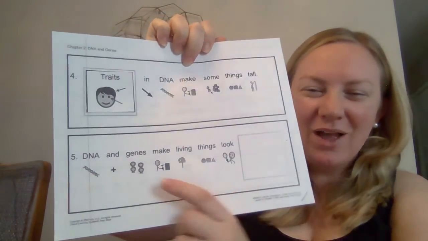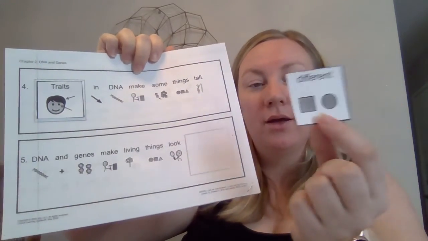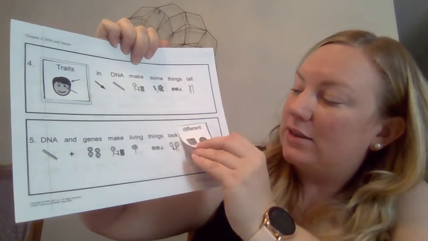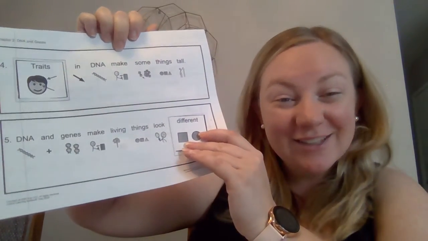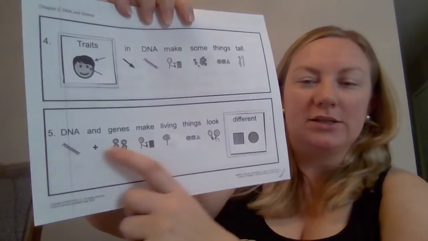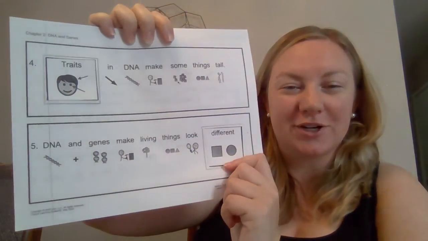Great. All right, question number 5. We only have one word left, so let's see if it fits. DNA and genes make living things look different. Yeah, that's exactly what we learned about, that DNA and genes make living things look different. That's why I don't look like you and you don't look like me. We are all different living things. Although we may look similar to the people that we're related to. I look a lot like my mom. We are different people, but we can look alike. But it's our DNA and genes that make living things look different.